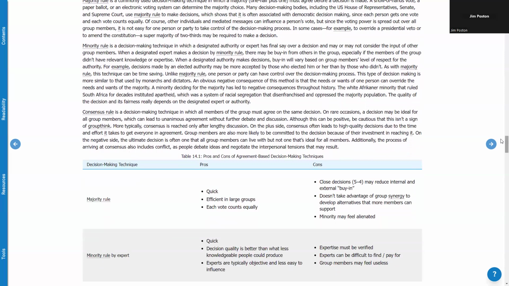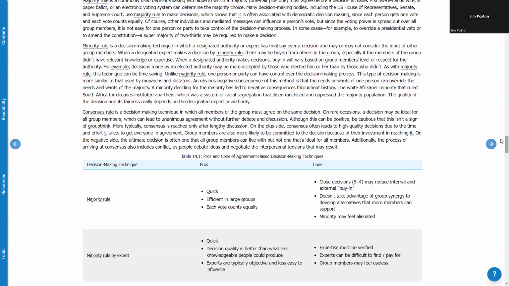Minority rule is a decision-making technique in which a designated authority or expert has final say over a decision and may or may not consider the input of other group members. When a designated expert makes a decision by minority rule, there may be buy-in from other members in the group, especially if the members of the group didn't have relevant knowledge or experience or expertise. When a designated authority makes decisions, buy-in will vary based on group members' level of respect for the authority.